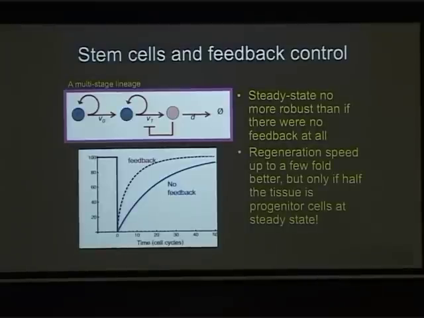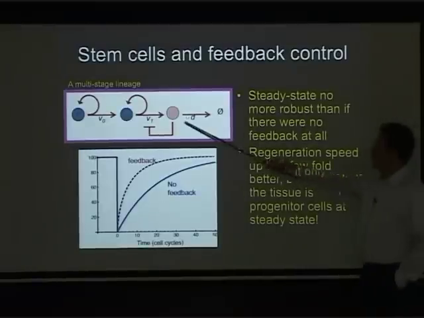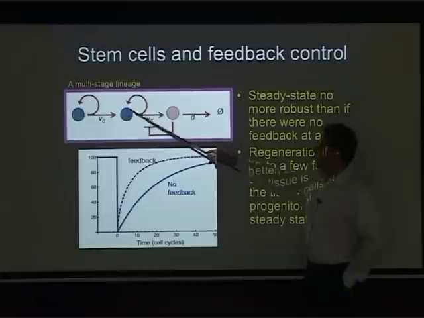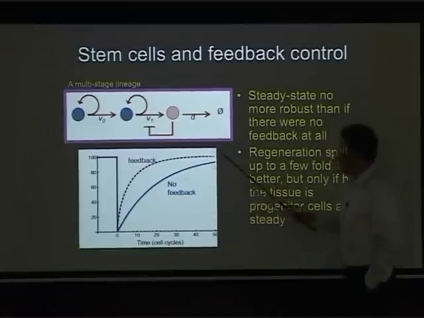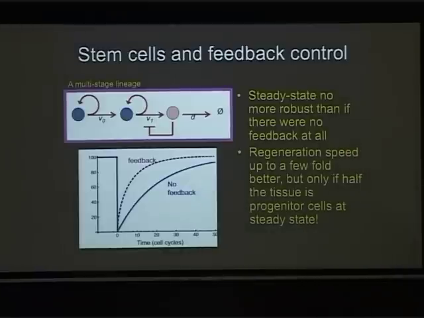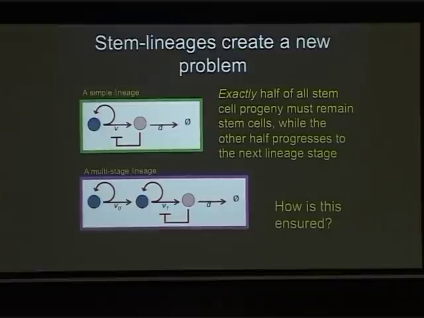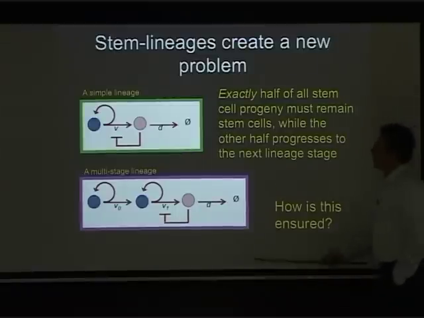And the only way that this can actually improve your regeneration speed is if most of your cells are intermediate cells and very few of them are differentiated cells. Then you can actually get that sort of twofold improvement in regeneration. So it doesn't sound like a fantastic strategy. There's a bigger problem with all of these strategies, which I sort of glossed over.